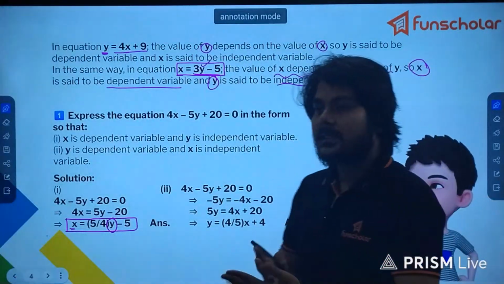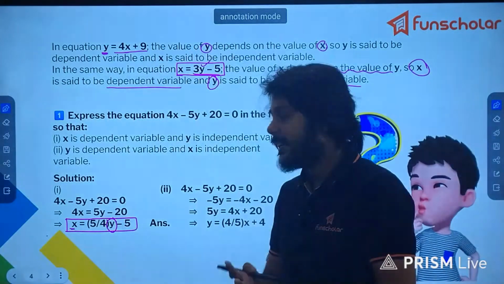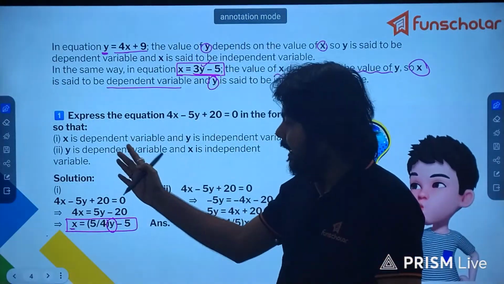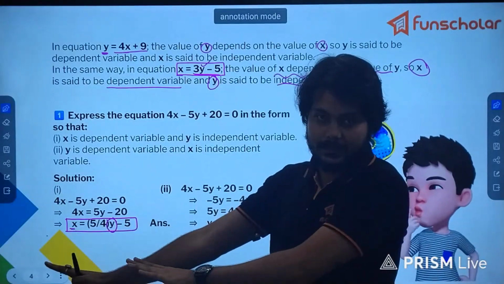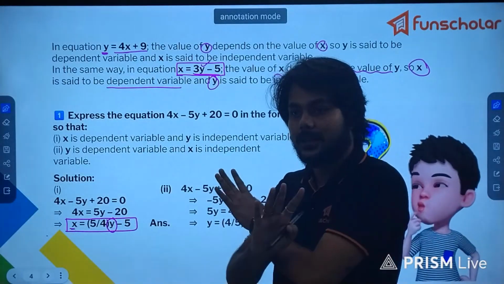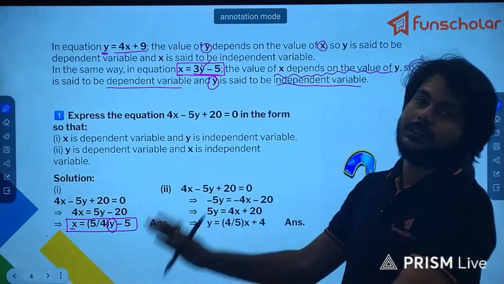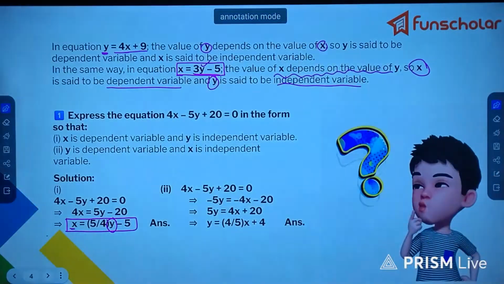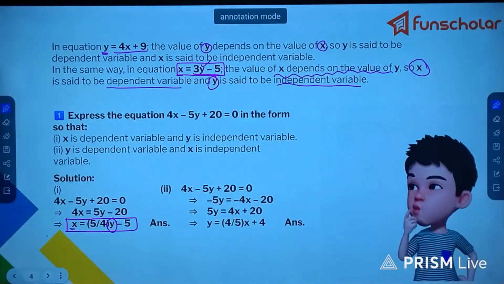Always remember we need to keep the dependent variable in the LHS and we need to transpose the other terms to the RHS. Okay, is it clear with you? Yes.